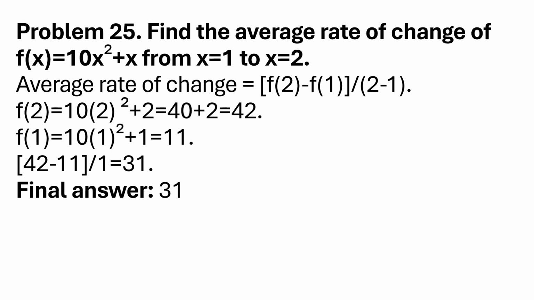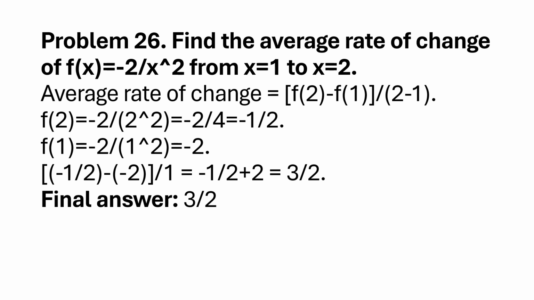We are asked to find the average rate of change of f of x equals 10x squared plus x from x equals 1 to x equals 2. Evaluating the function and simplifying gives 31. Therefore, the average rate of change is 31.